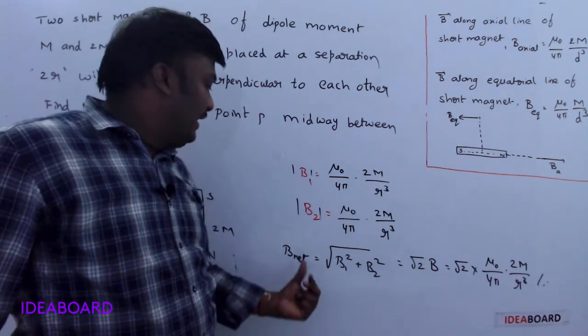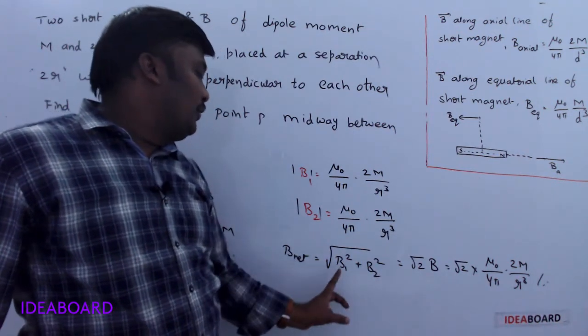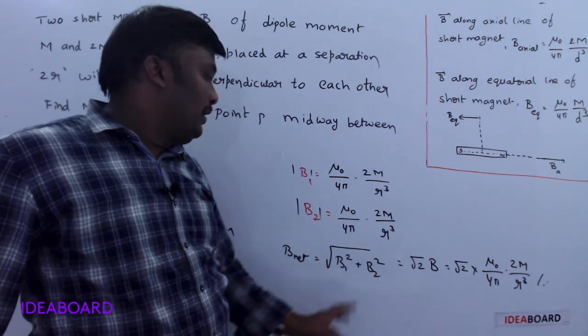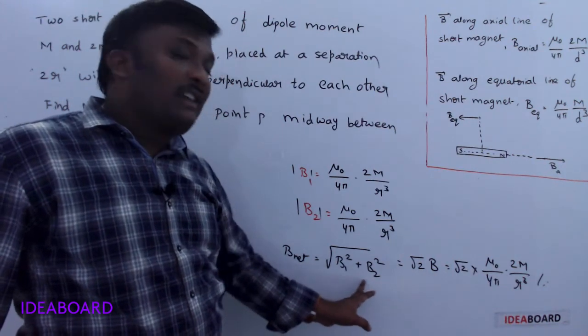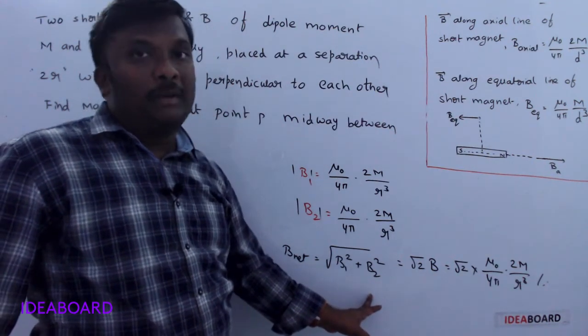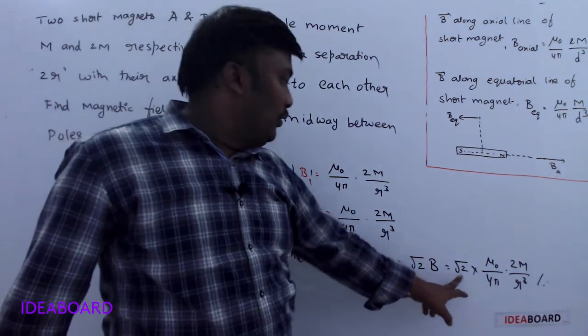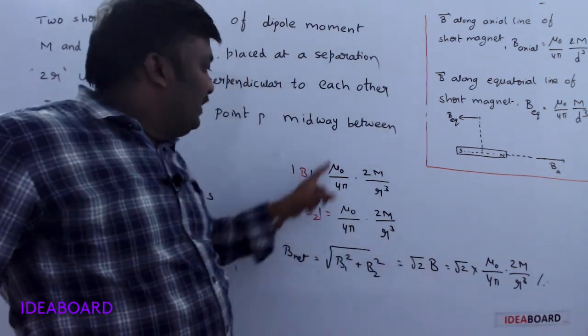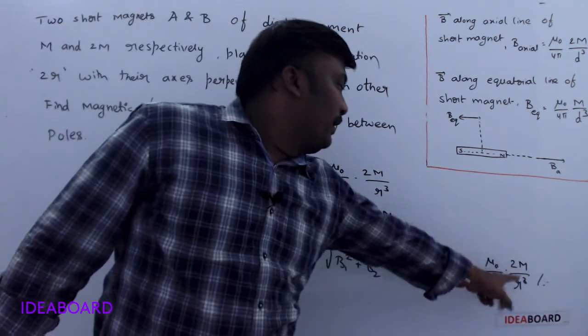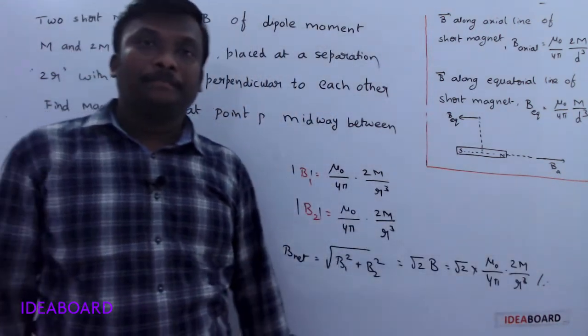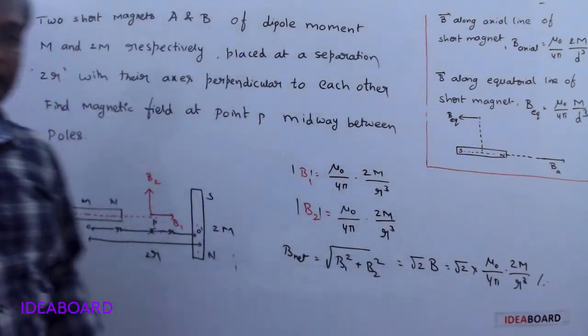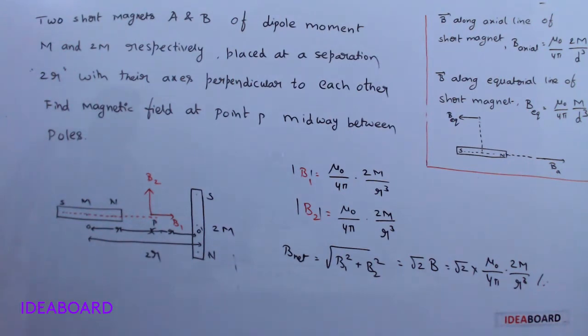For a 90 degree angle, we have the formula B net is equal to under root B1 square plus B2 square. Both are same, that's why B square plus B square is nothing but 2B square. Under root 2B square gives root 2 B. So root 2 into any one of these two values, mu naught by 4 pi into 2m by r cube. Understand? Now let us check another numerical.